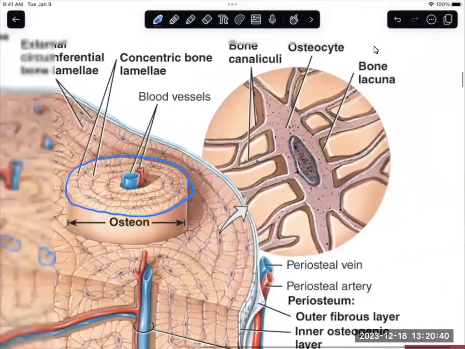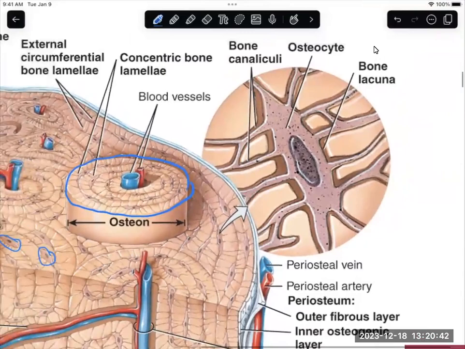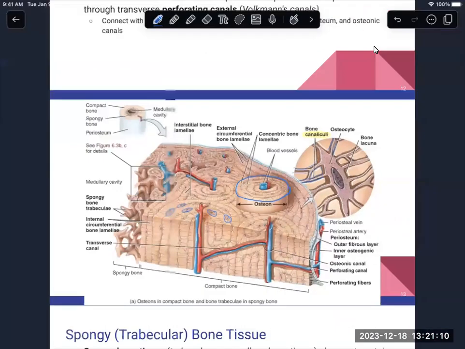So here's that osteocyte, and these canaliculi, which are these little tunnels that these osteocytes, or when they were osteoblasts, built and maintained. This is how one osteocyte communicates with another osteocyte. This is how these osteocytes are getting their different nutrients. They're getting rid of wastes through these canaliculi.